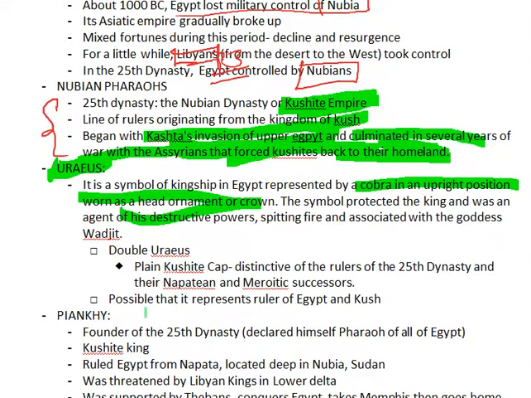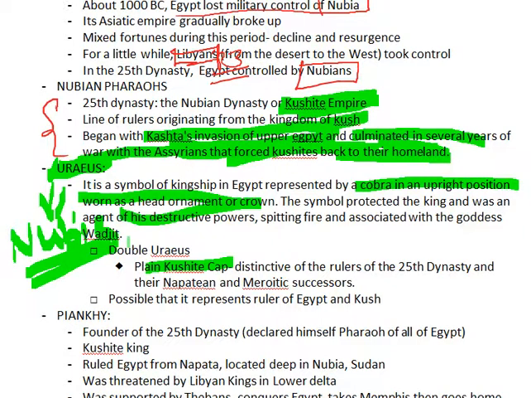Now, a double Uraeus was a plain Kushite cap. This is actually a Nubian artifact. That's what they're trying to say here. So it says right here, possible that it represents rulers of Egypt.